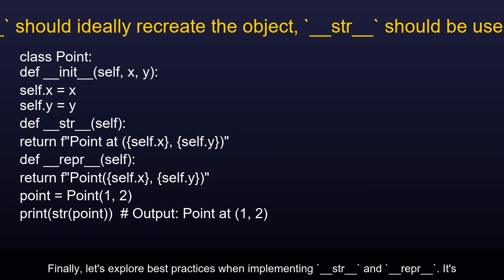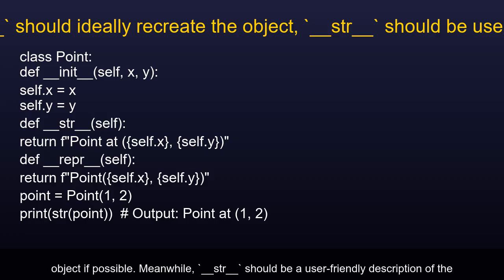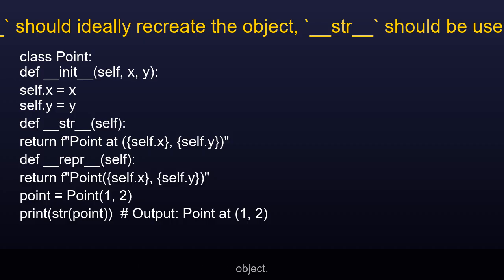Finally, let's explore best practices when implementing __str__ and __repr__. It's recommended to make __repr__ output a valid Python expression that could recreate the object, if possible. Meanwhile, __str__ should be a user-friendly description of the object.